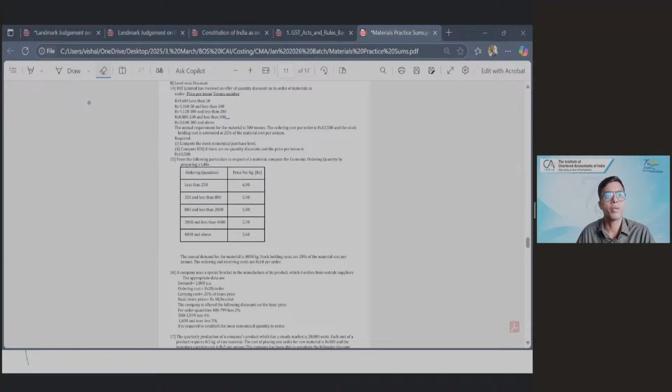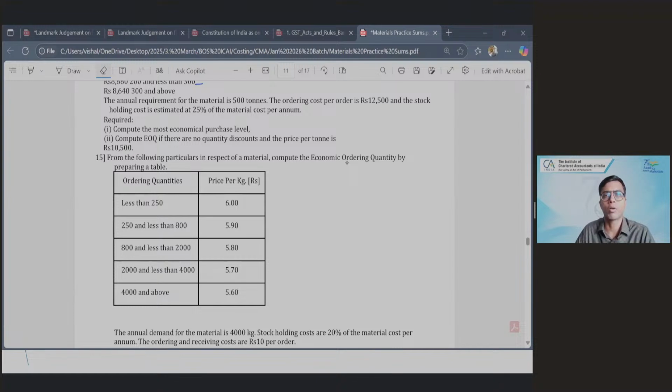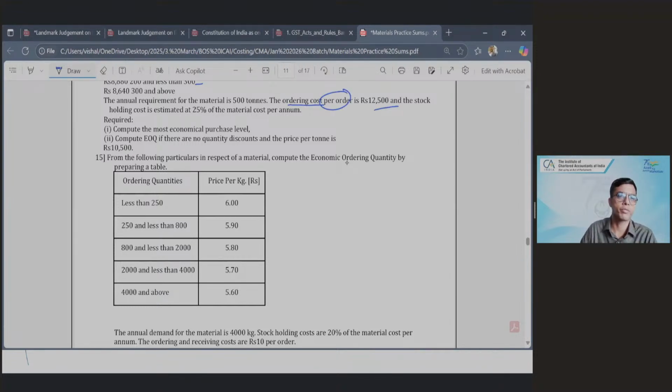12,500 is the ordering cost given in the question, beta. See, we need cost per order, no? That is how I got 12,500, beta.